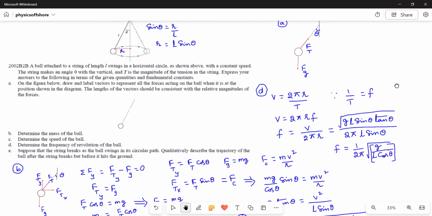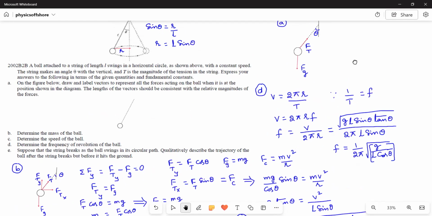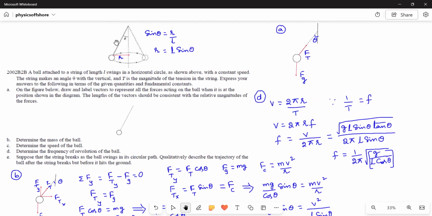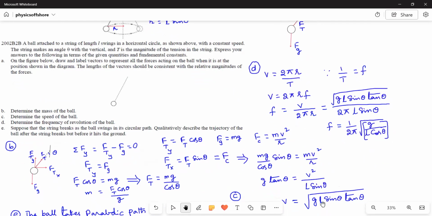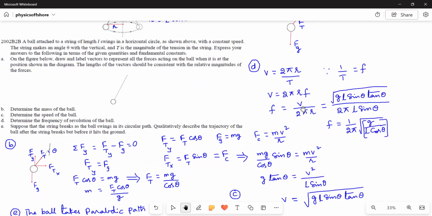For that, I will take the geometry of the figure. Here, this is L, this is R, this is a right angle triangle. From the right angle triangle, sin theta is equal to R by L, so R is equal to L sin theta. V I already found out: square root of g L sin theta tan theta. I substitute these values and find f is equal to 1 by 2 pi square root of g by L cos theta. This is the answer for the D bit.